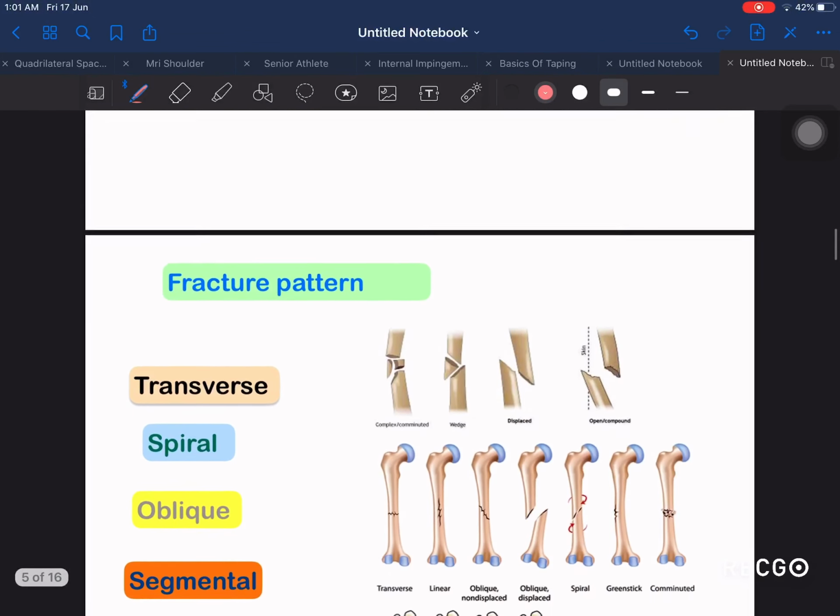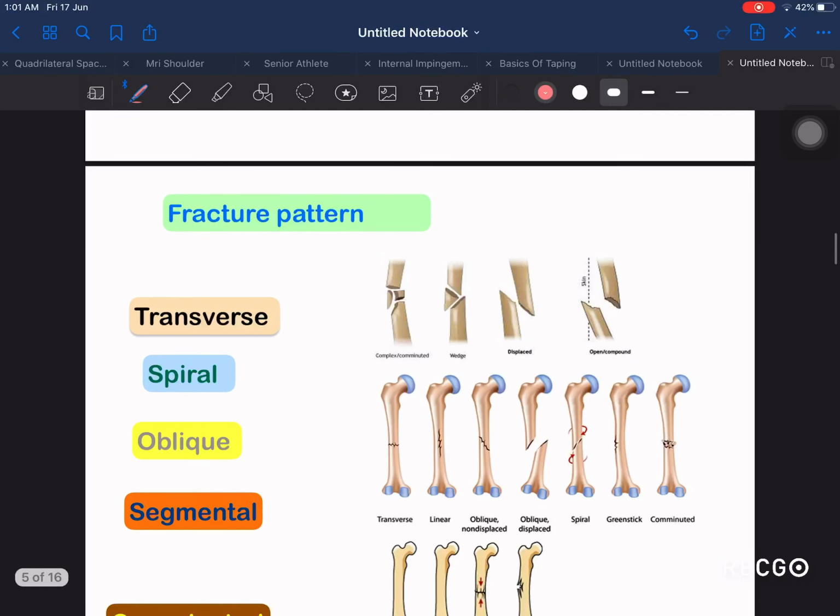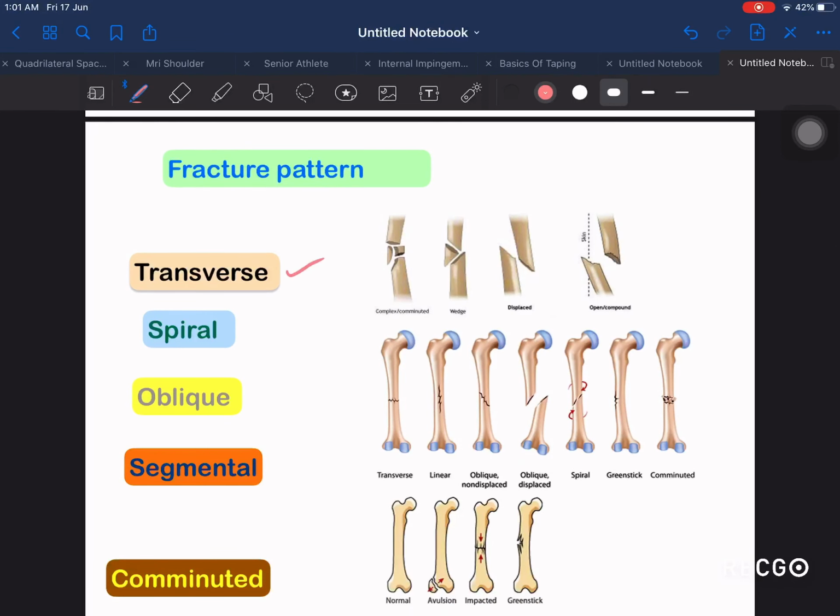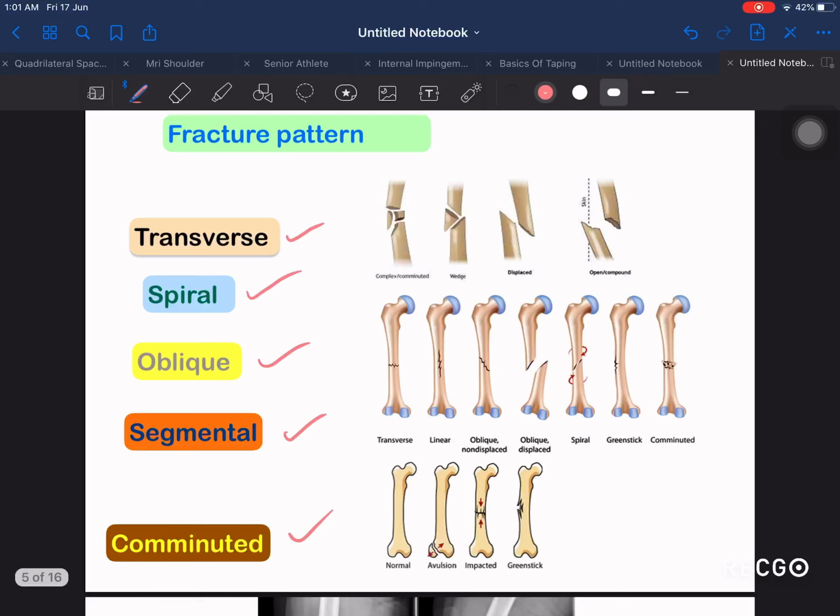Now, what are the various patterns of femur fracture? We have the transverse, the spiral, the oblique, the segmental one and the comminuted one. Now let's understand each one. In this picture we can see if the fracture line is horizontal, then it is a transverse fracture. Now the spiral one, here we can see the spiral one. In the spiral one, it has a rotational component. Now, the oblique one does not have a rotational component.